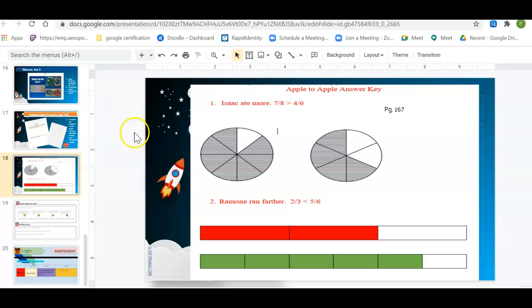On page 167, the instructions told you to use a visual model. So it was your choice which visual model you use. You could use a number line. You could use models such as this, the tape diagram, or any other area model that you could use. So for here, you'll see I've just drawn what could be considered 2 apples, and I've got Isaac represented here. He ate 7 out of 8, and just keep in mind that I've got these circles the same size.